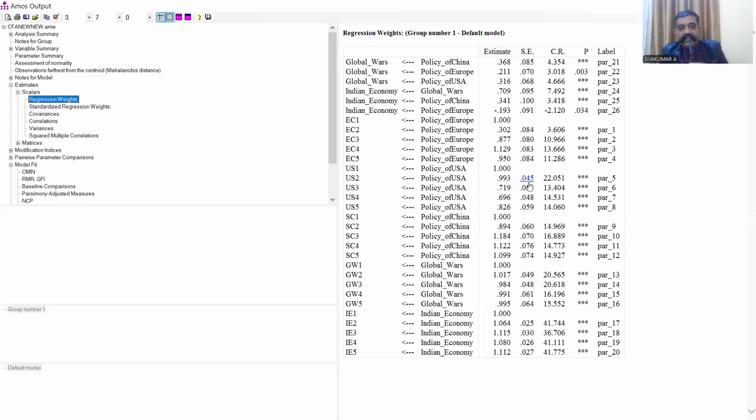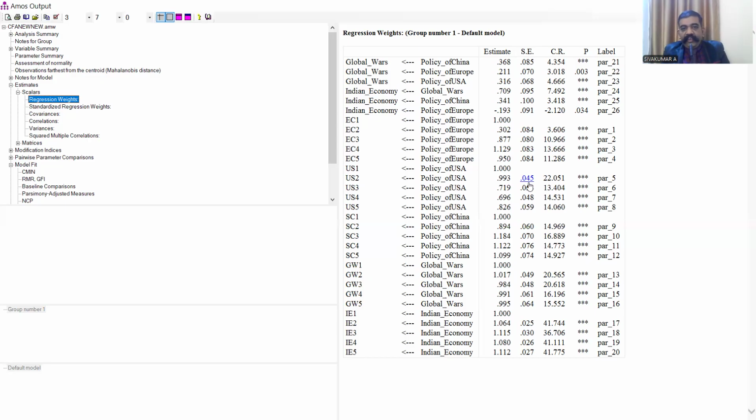In the third case, policy of USA and global wars, you can see the estimate, SC, T value, and again the P value, with stars. That means the value is less than 0.05. That means the researcher can reject the null hypothesis. That means there is a relationship. If the P value shows 3 stars, that means the value is less than 0.05 and the researcher can reject the null hypothesis. That is the answer.